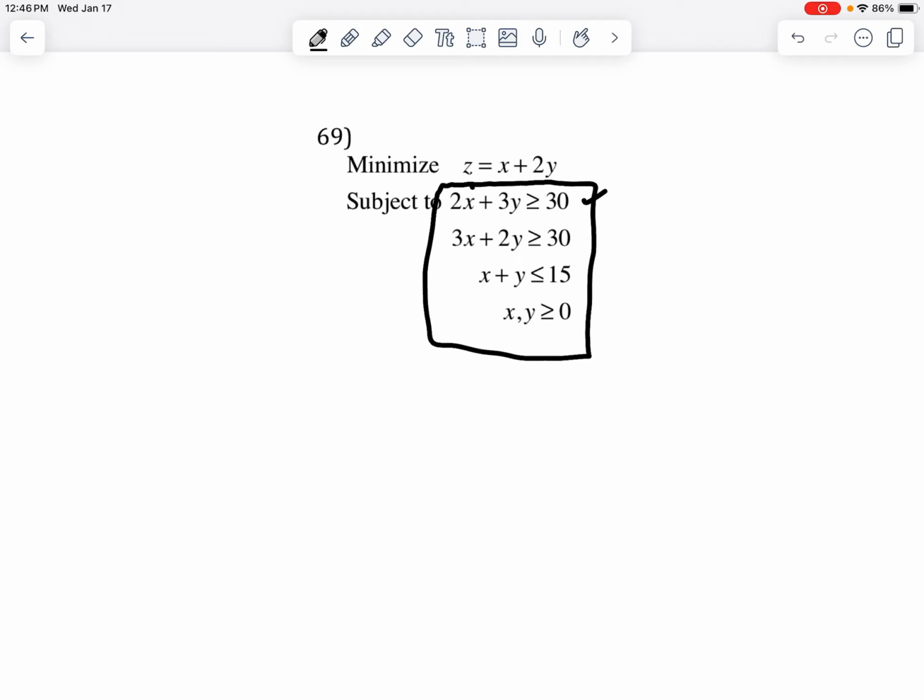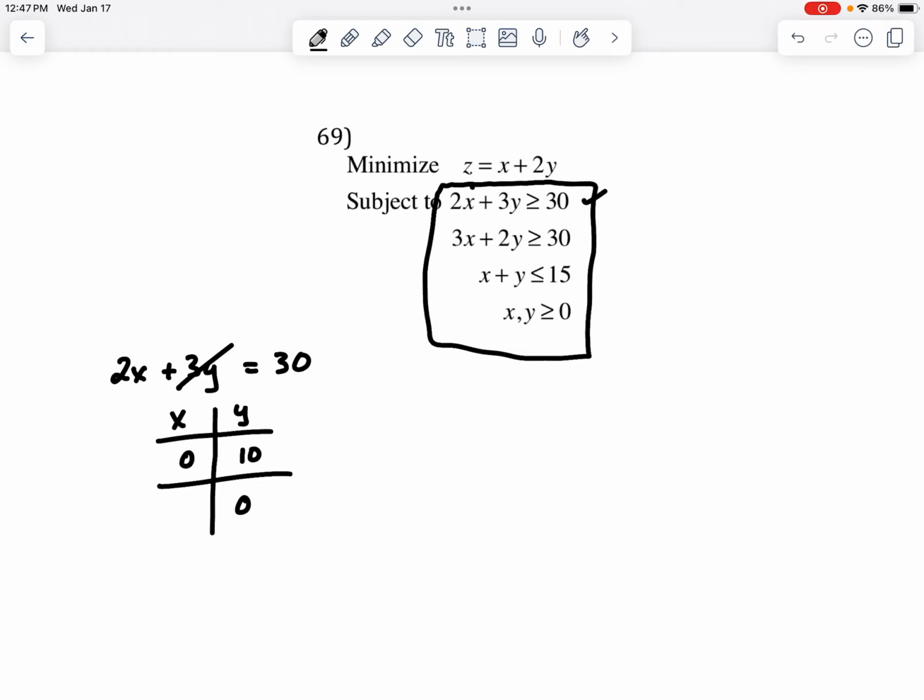Now to find out what this graph actually looks like, start with the first equation. So 2x plus 3y, and then change it to an equals sign, so equals 30. And then we need 2 points. It would be easiest if you plug in x equals 0, because this would be gone. And when you divide by 3, that means y equals 10. Next up, if you substitute y as 0, that means this is gone. And divide both sides by 2, and it says x equals 15.